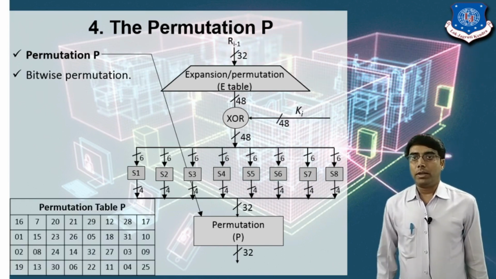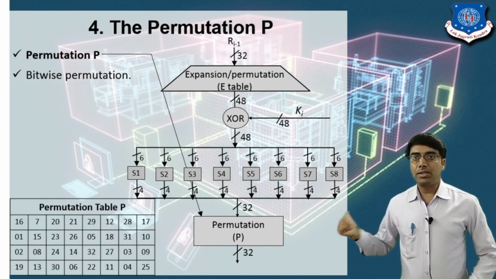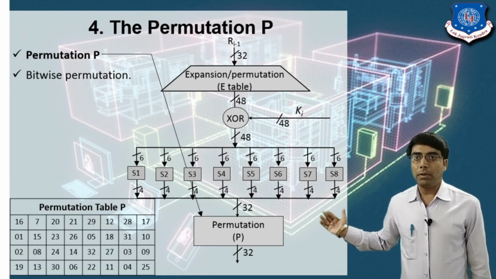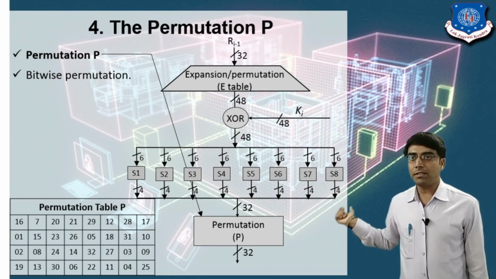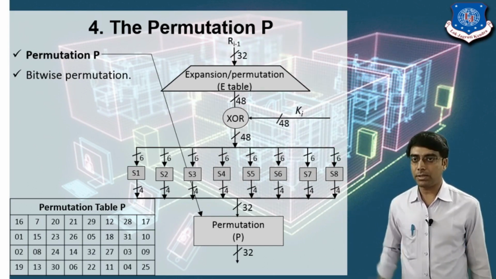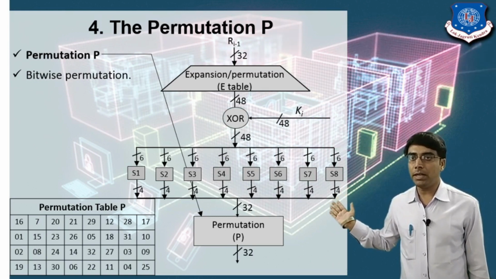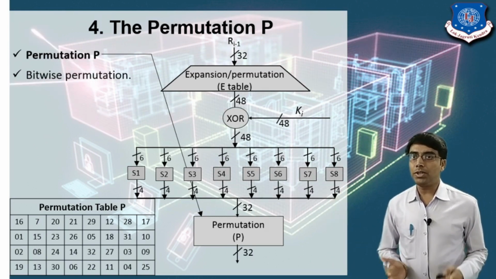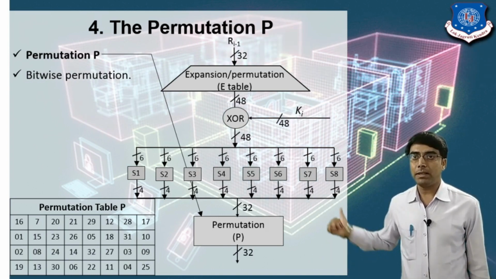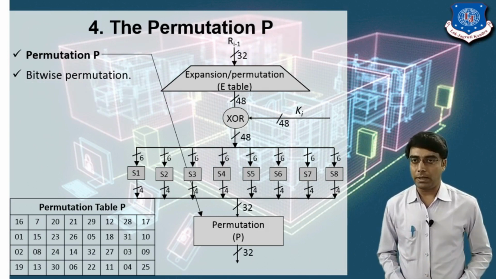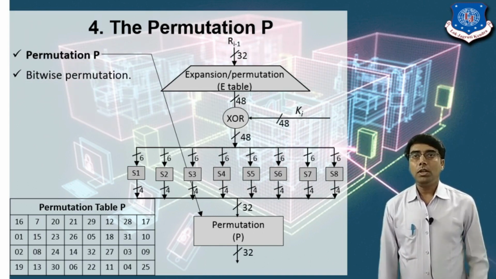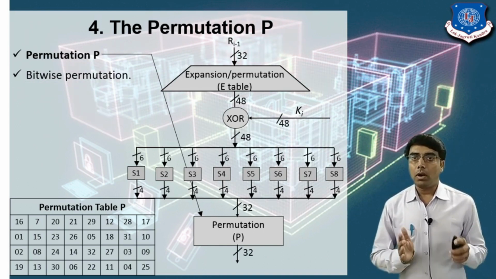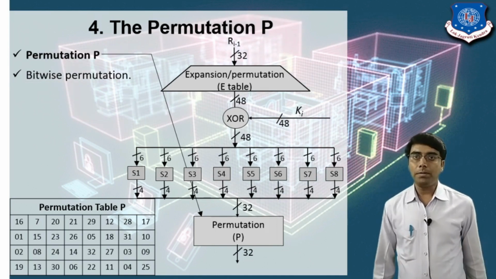After applying the permutation, it uses this table. The permutation table is P. It means the first bit position is replaced by the 16th bit of the original text. The second bit position is replaced by the 7th bit of the original text. So this is the predefined permutation table. This is all about the round operation of DES.